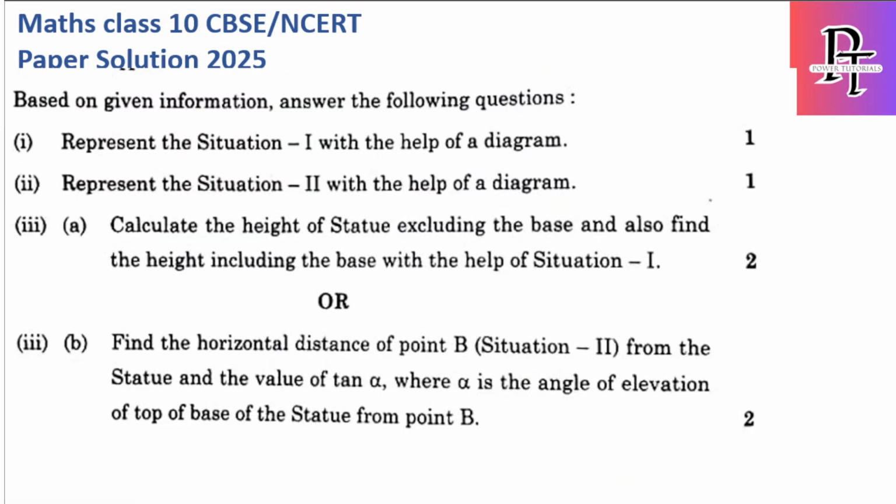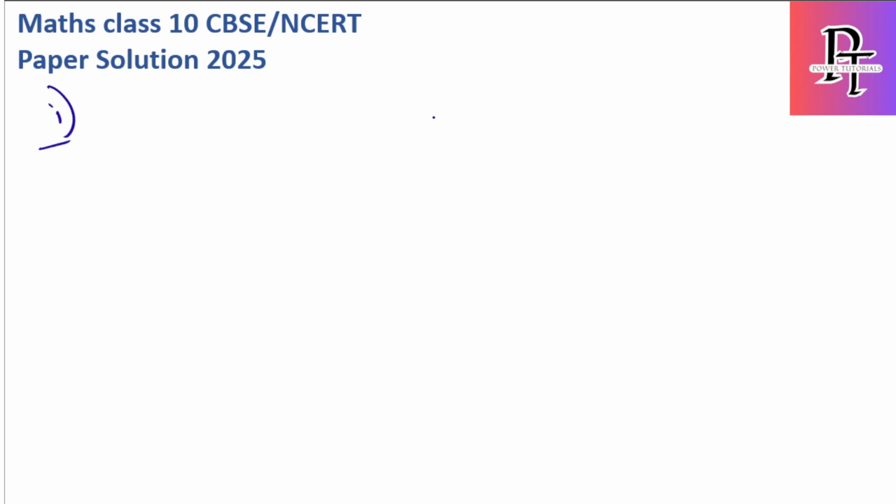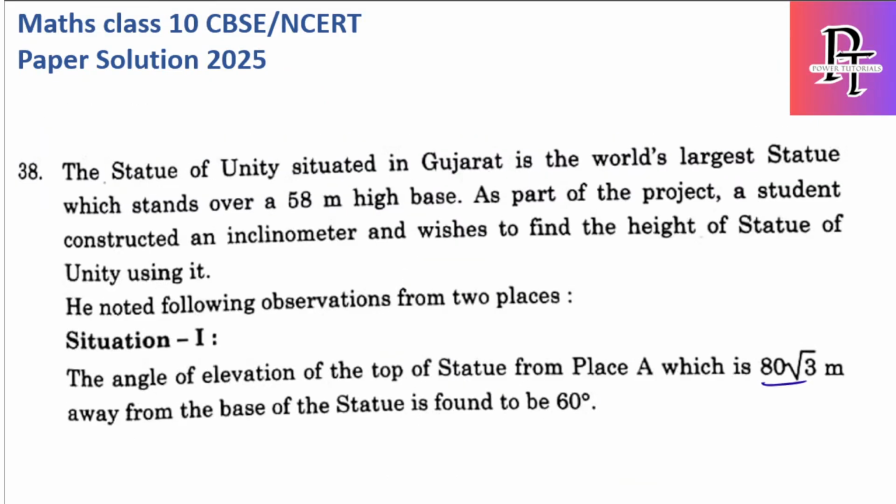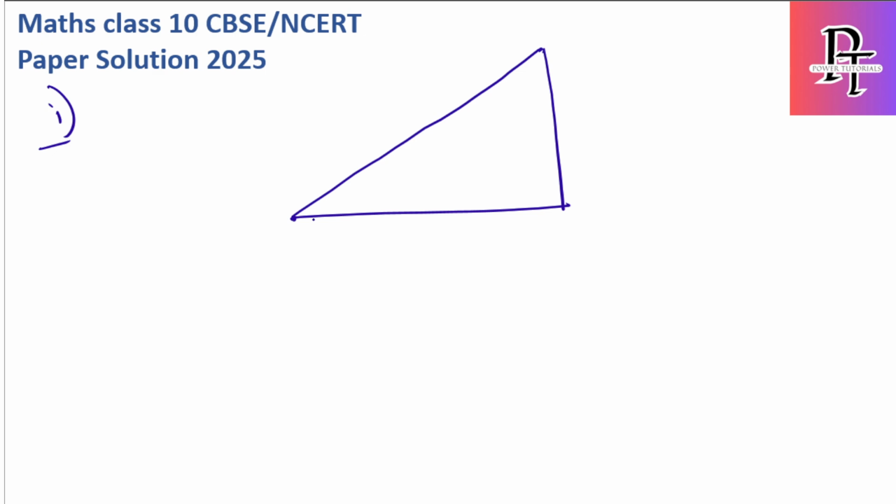Represent situation with help of diagram. Okay, let's solve the first one. So first what they have provided, we have a position on the ground, and then we have the tower, and this is the inclination. How much is the angle they provided? Situation 1, 60, and the distance is 80√3 meters. This is 60 and the distance is 80√3 meters, and this is not only statue, it also has base as well as the statue. Okay, this I will say that base, and this is the statue.